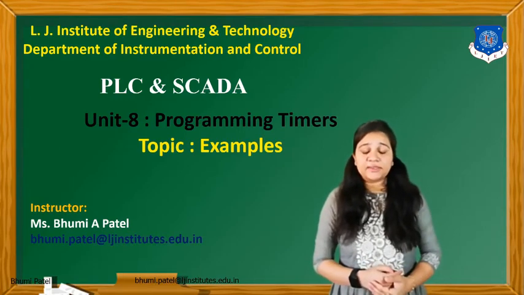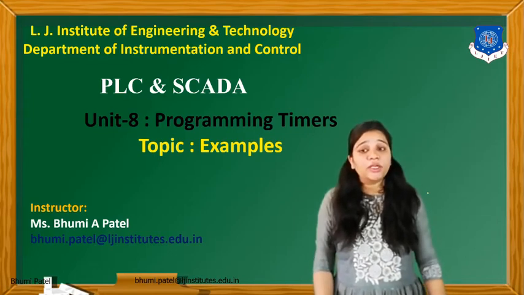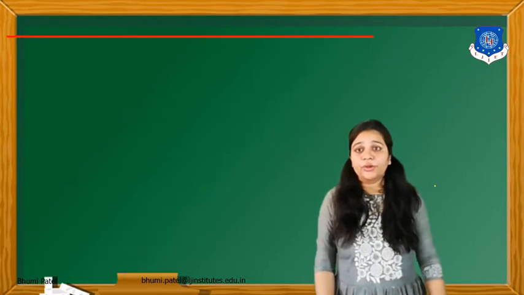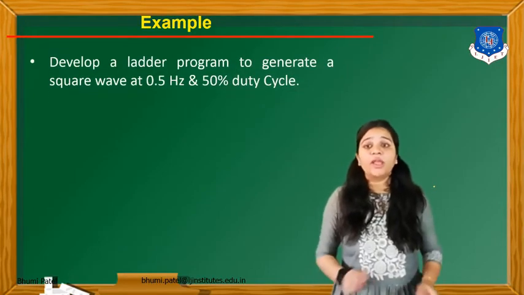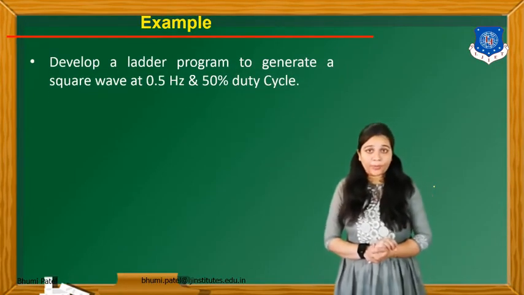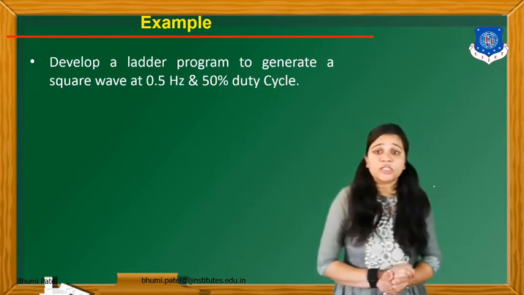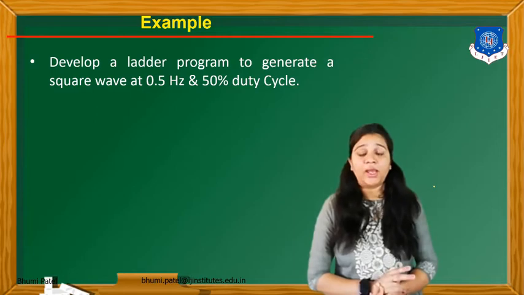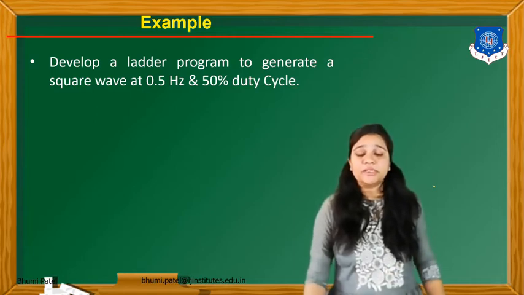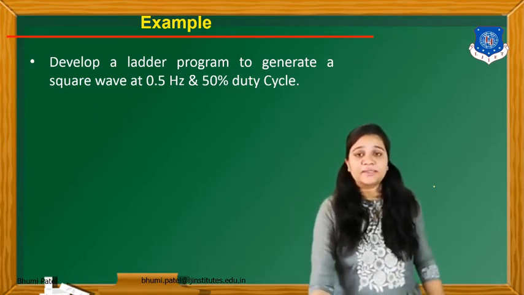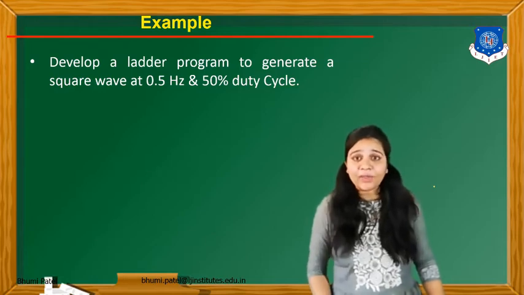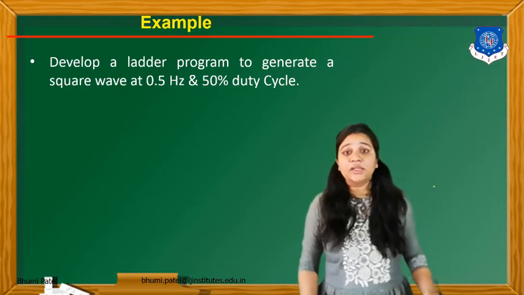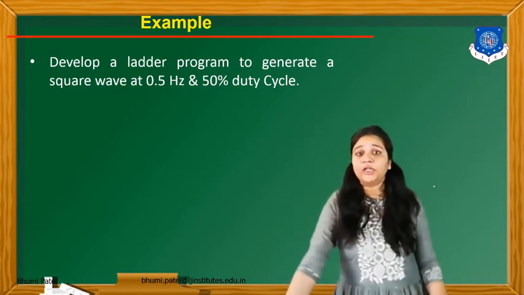Today our topic is different types of examples using the programming timer. In the last session we saw different types of examples using the T on timer. The first example is to develop a ladder program to generate a square wave at 0.5 Hz and 50% duty cycle. Here they have given the frequency and the duty cycle.